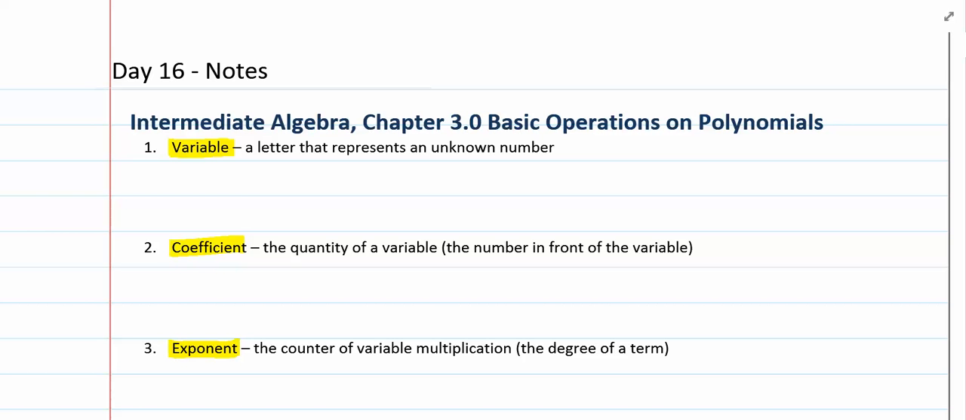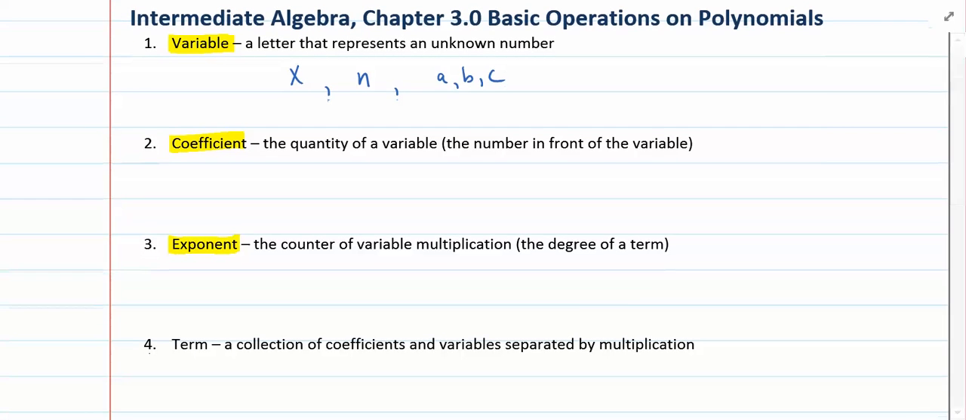Now, a variable would be a letter that represents an unknown number. So most commonly we use the letter x to represent an unknown number. However, there are other letters that can be used. N is a popular letter. And sometimes we even use A, B, and C. However, truthfully, any letter could be used to represent an unknown number.